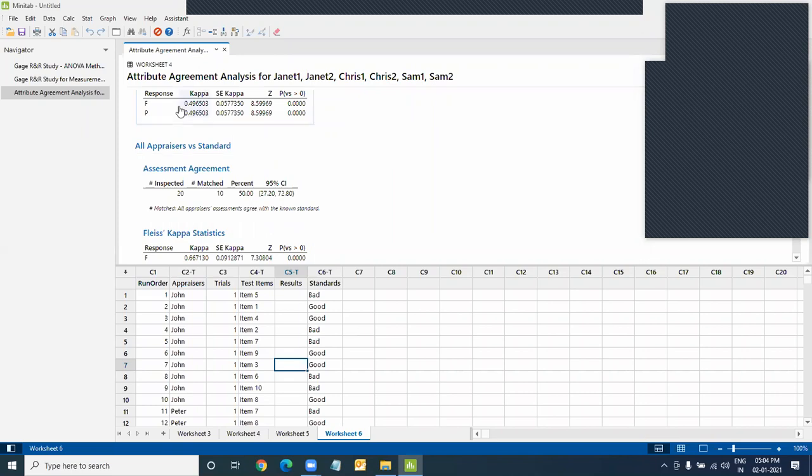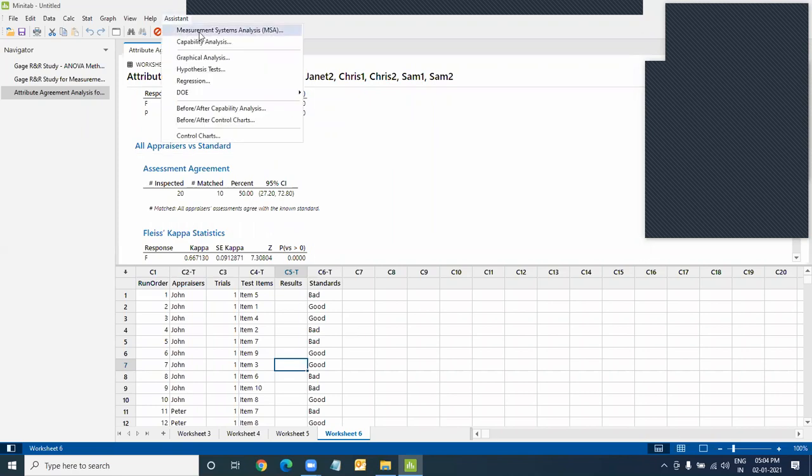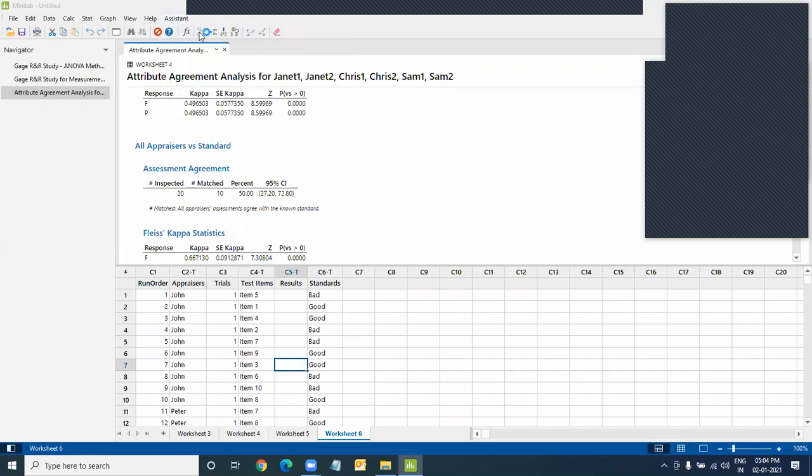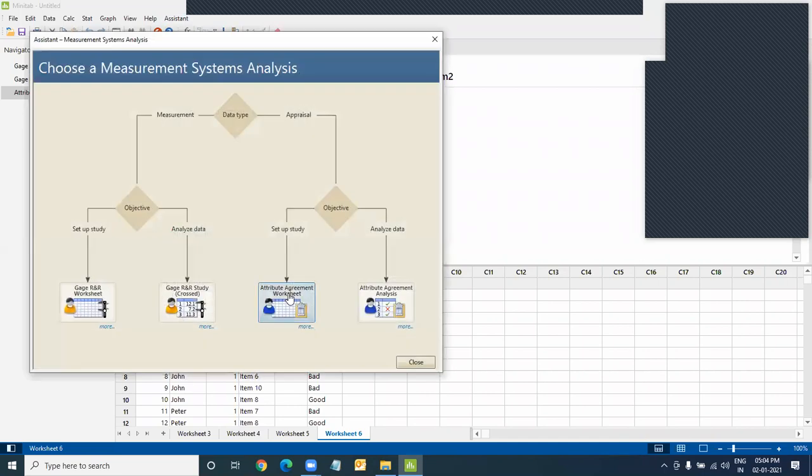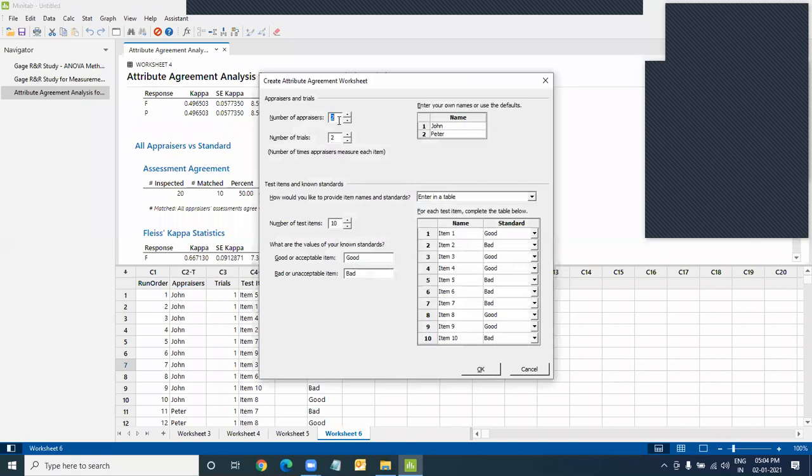Attribute analysis. Okay, so assistant, measurement system analysis, and here we go to attribute agreement worksheet. We click on this. How many operators are there? How many trials, how many times they are going to repeat: first time, second time, two times. Say you want to do it three times, whatever you decide. Give their names.